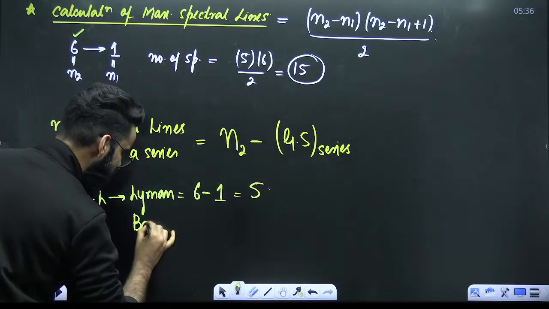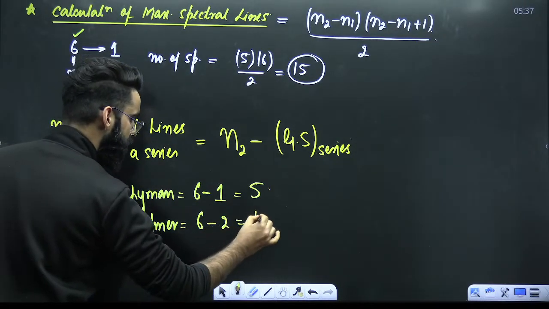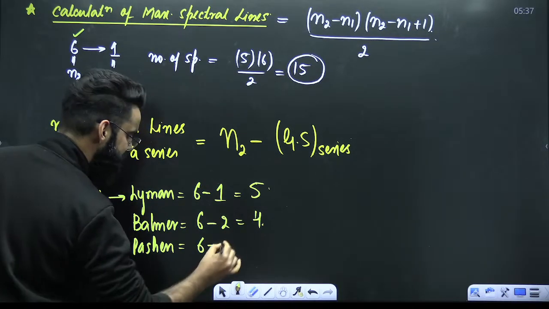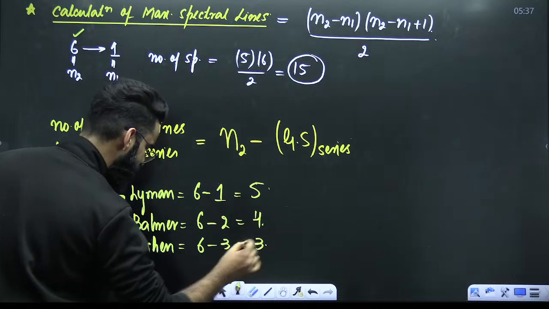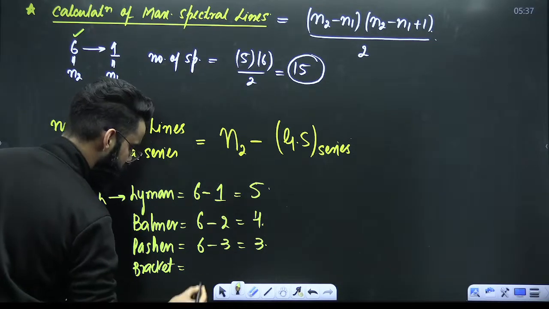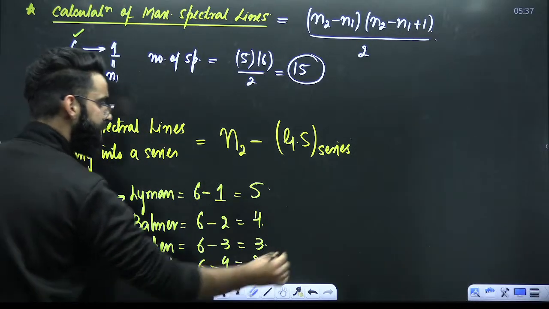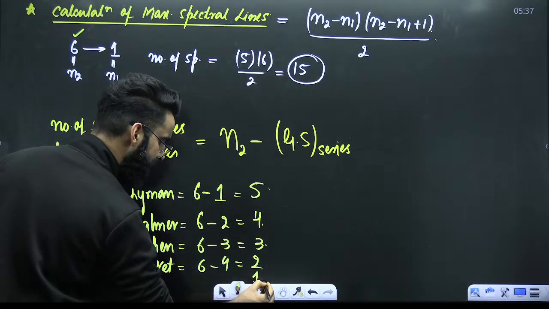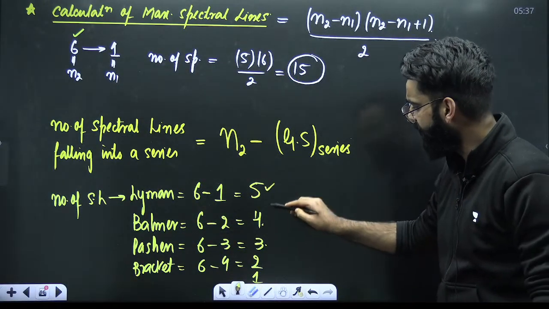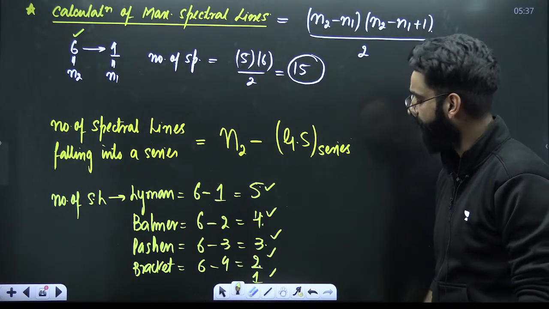Similarly, how many will fall into the category of Balmer? Higher energy state minus ground state of Balmer, which is 2, so 4. How many will fall into Paschen? Higher energy state minus ground state of Paschen, which is 3, so 3. Lyman, Balmer, Paschen, then comes Brackett: higher energy state minus ground state of Brackett, which is 4, so 2. Similarly, Pfund will be 1. There will be 1 spectral line in the Pfund series as well. Now, if you add them up, 5 plus 4 plus 3 plus 2 plus 1, that is 15.